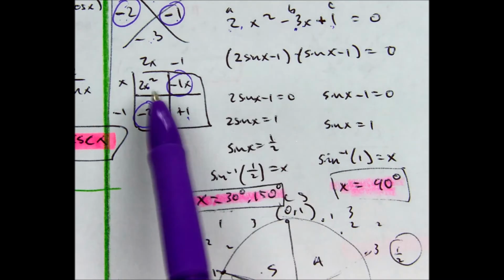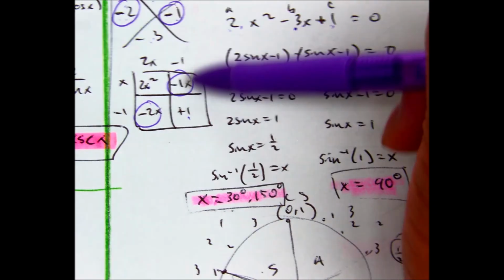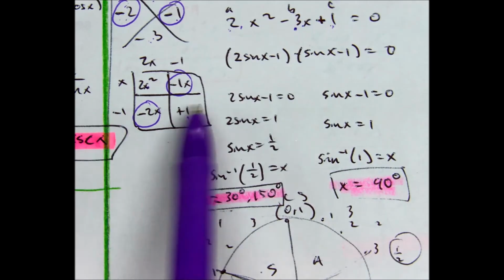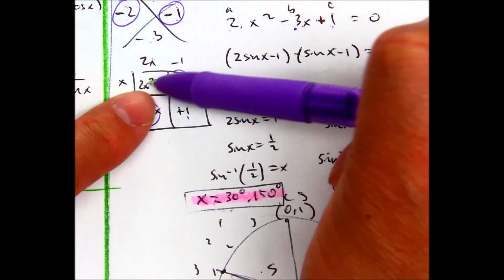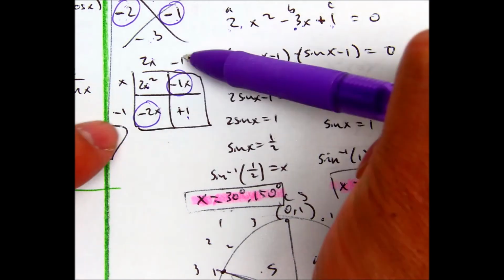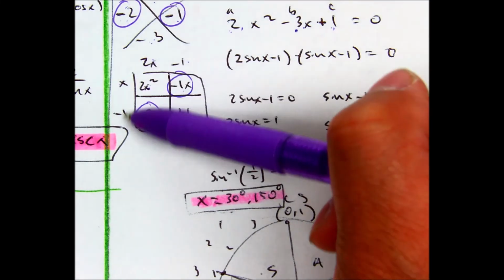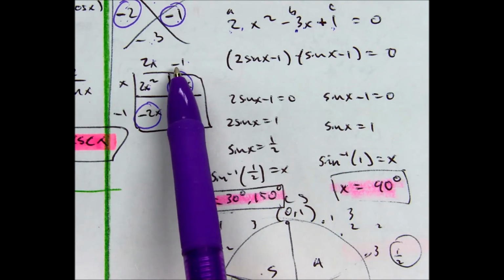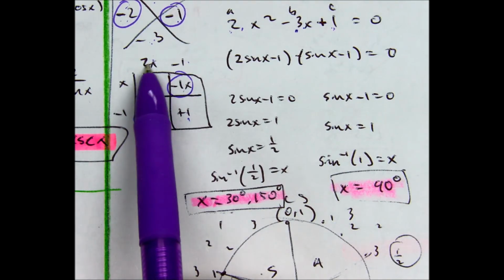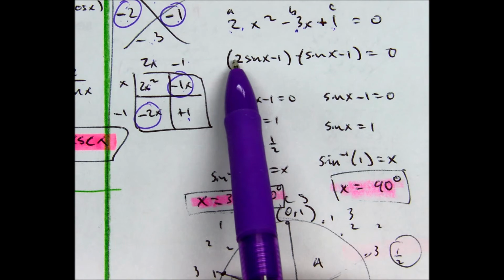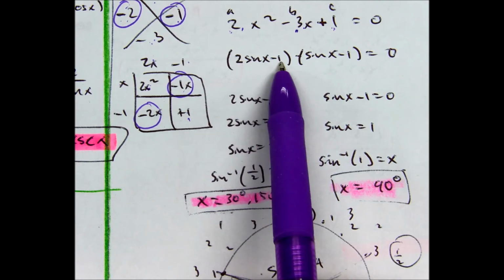Here you have an x in common. Here you have a 2x. Here you have a negative 1. Here you have a negative 1. And remember, you can always multiply to check your answer. I'm left with x minus 1 and 2x minus 1. Remember, you took out the sine, so essentially what you have is 2 sine x minus 1 times sine of x minus 1 equals 0.